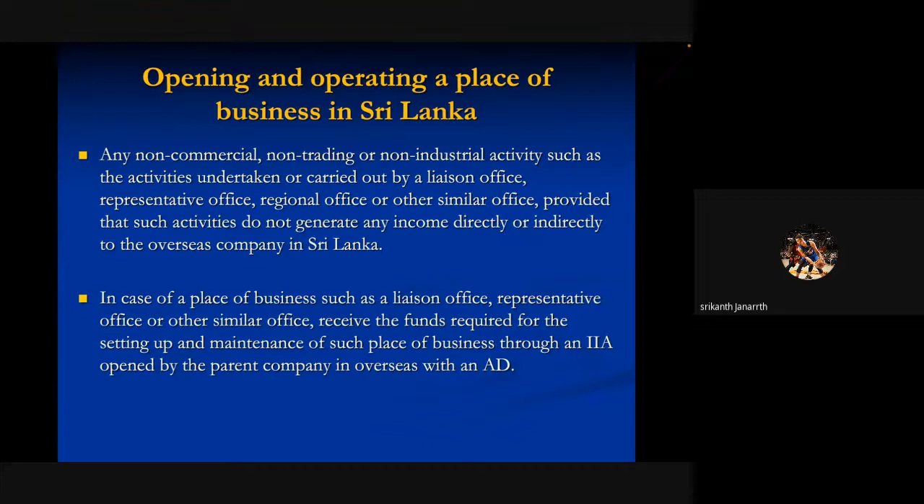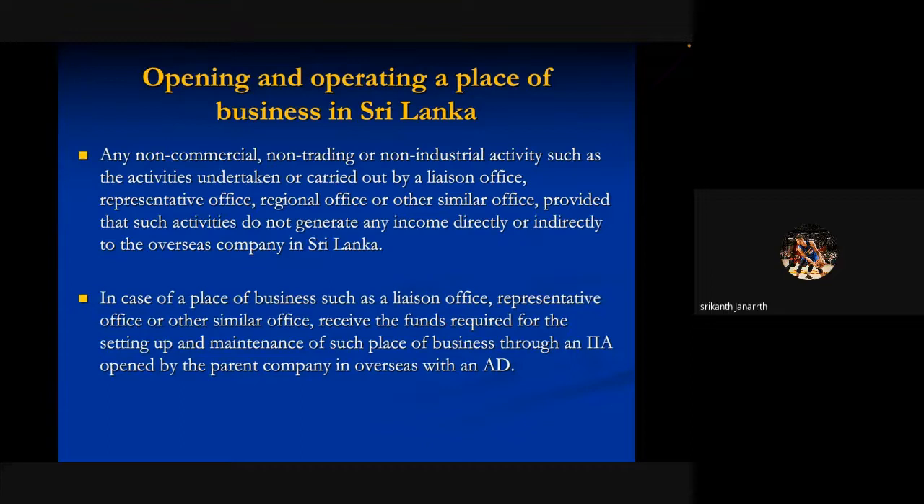In the case of place of business such as liaison office, representative office, they receive funds required to set up the maintenance. So there is an office, they have to pay rent, they have to pay utility bills. If there are security guards, some persons working, their salaries, all that to maintain the office. There is no set amount as such, right? So the amount required comes through the IIA account to maintain the office. This is a non-profit branch, right? A profit branch is different, right? So now both are permitted, right?